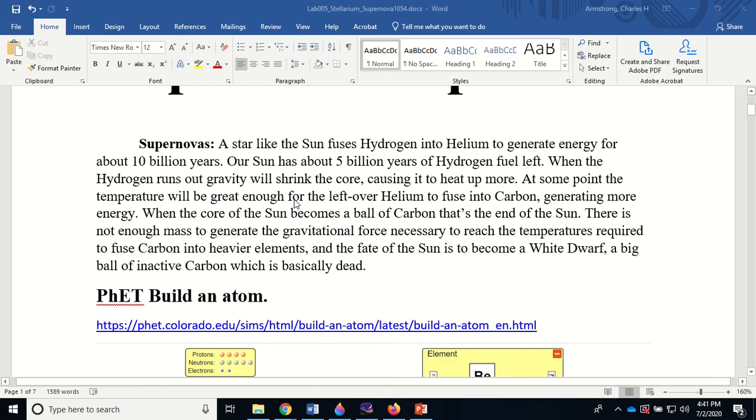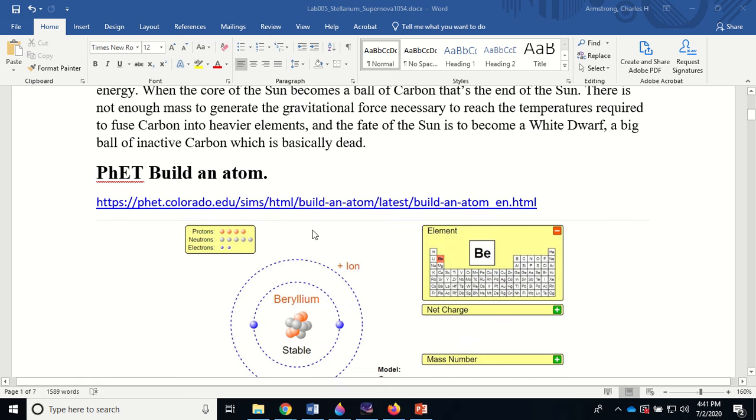But in a nutshell, the sun will fuse hydrogen into helium, and helium into carbon, and then carbon will be the end for the sun. It doesn't have enough mass to produce the type of temperatures needed at the core in order to go beyond carbon. But bigger stars, they will keep fusing and fusing and fusing. So what we'll do is we'll do it just like the sun does, fusing hydrogen into helium.